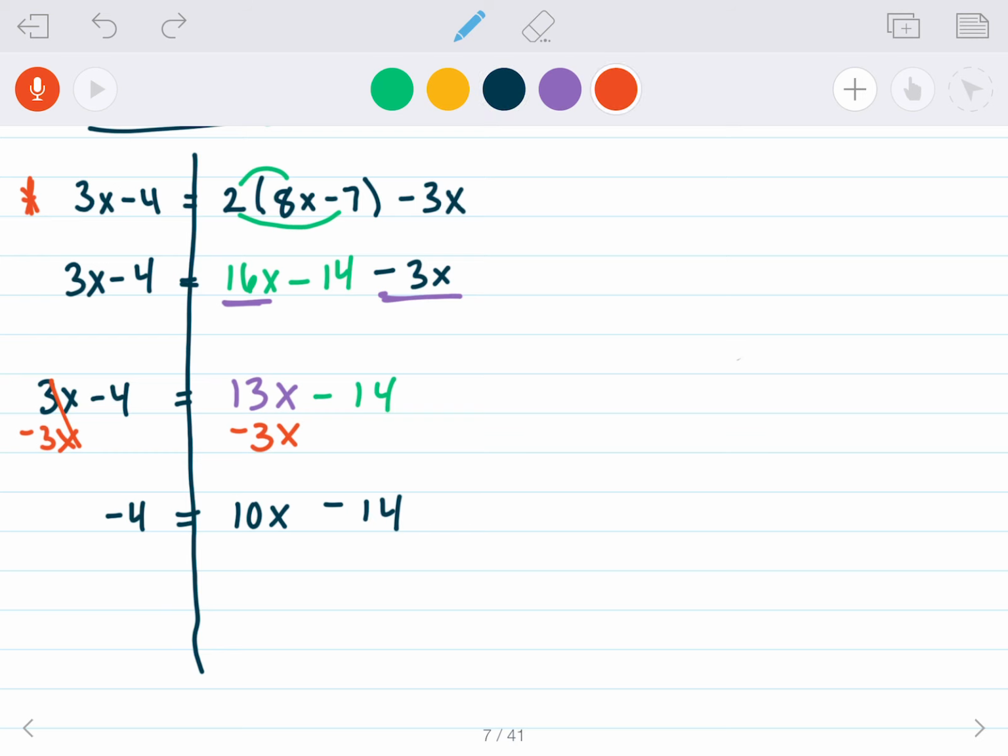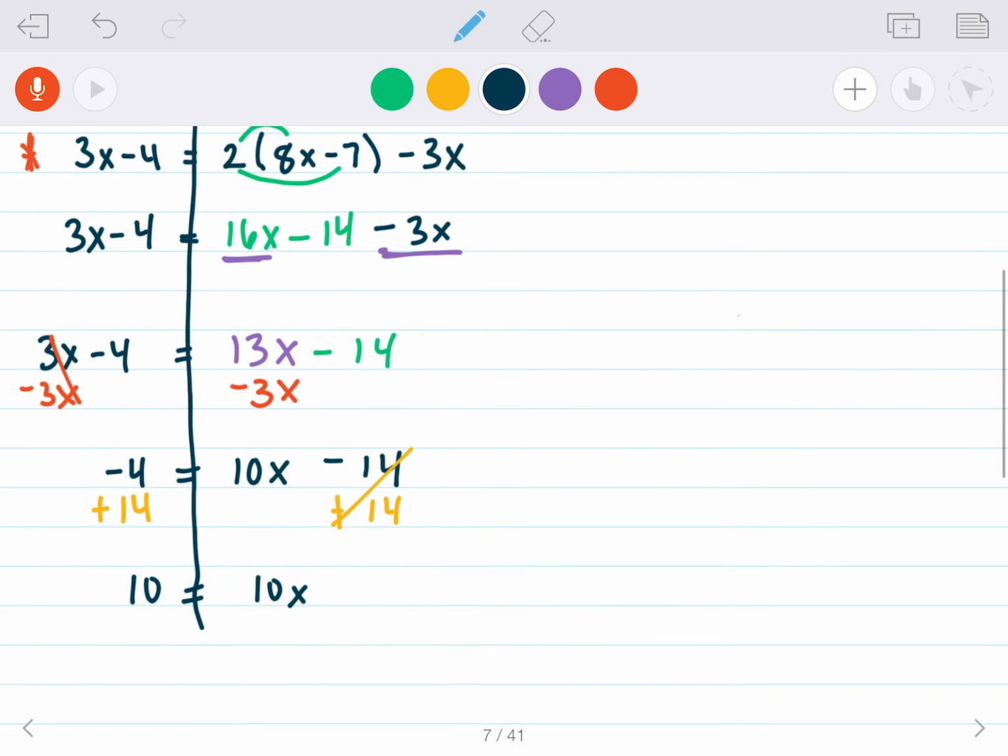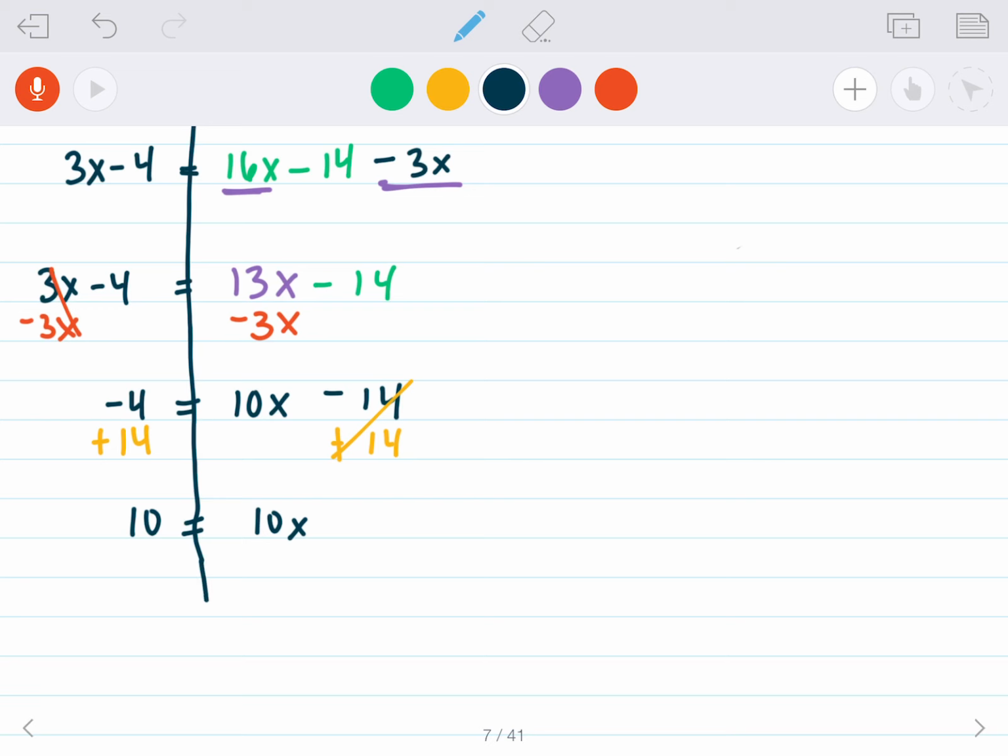Okay, now on the right, I can isolate the x term by next adding 14 to both sides. Okay, negative 4 and 14 make 10. And finally, I can get rid of the 10 being multiplied on the right side by dividing both sides by 10. So 1x equals 10 divided by 10 is 1, and that is my solution.